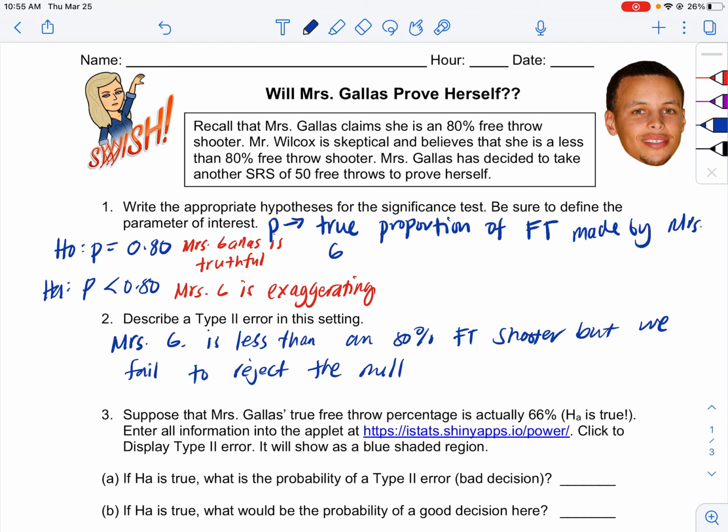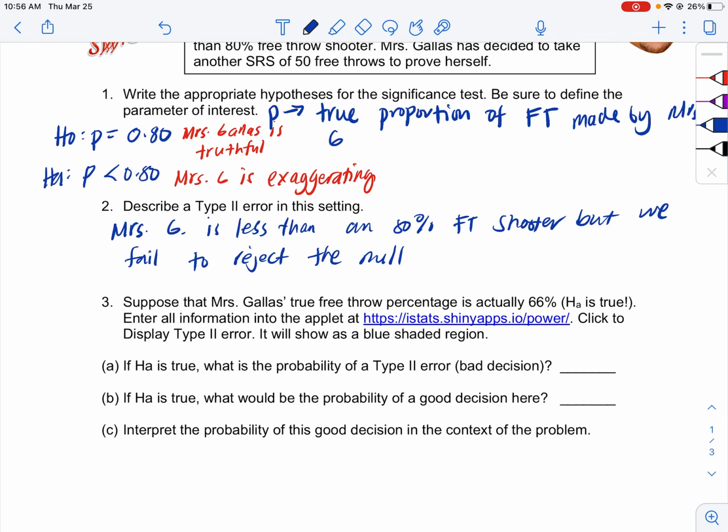Suppose Mrs. Gallas' true free throw percentage is actually 66%. HA is true. Enter all the information into the applet. Click the display type 2 error. It will show as a blue shaded region. So I am going to answer this one together because when I switch from the website to my notes, I have to reload the website all the time. So I am going to just do A and B together and I will just write it later.